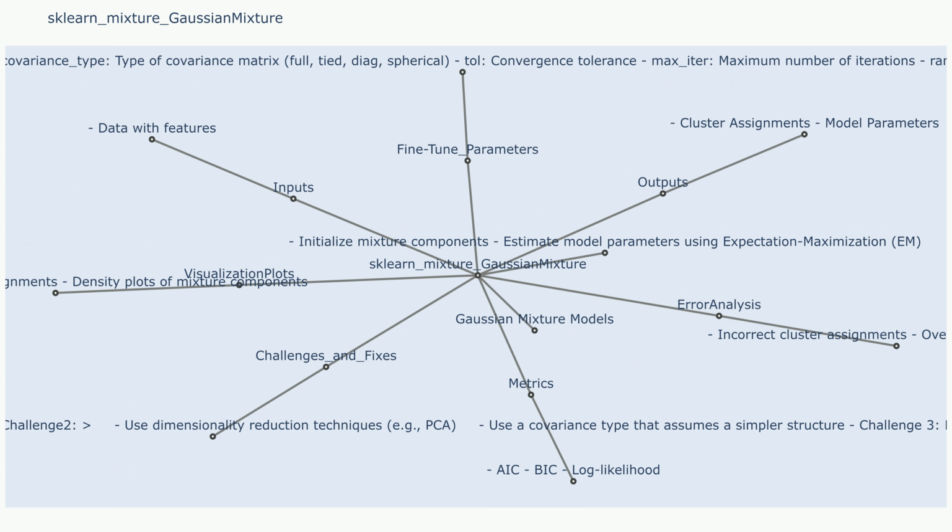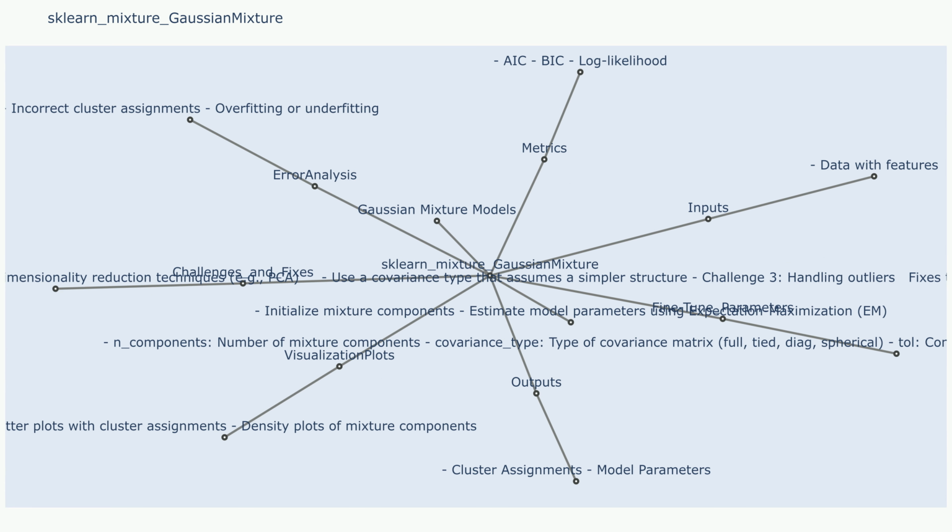Visualization plots. Scatter plots can be used to visualize the data points colored according to their cluster assignments. Contour plots can be used to visualize the density of the Gaussian components. Pair plots can be used to visualize the relationships between features within each cluster.